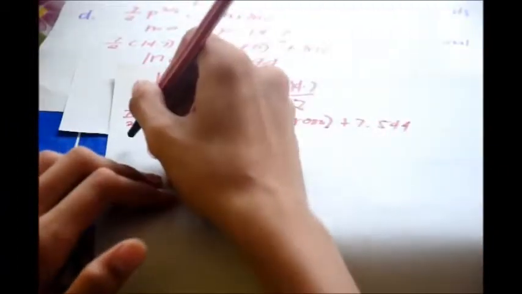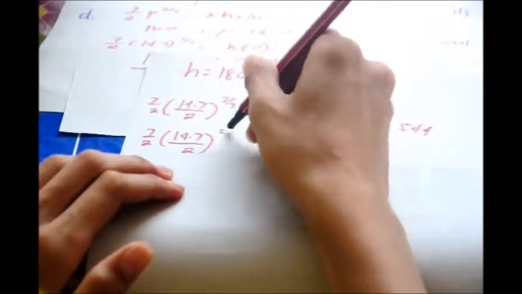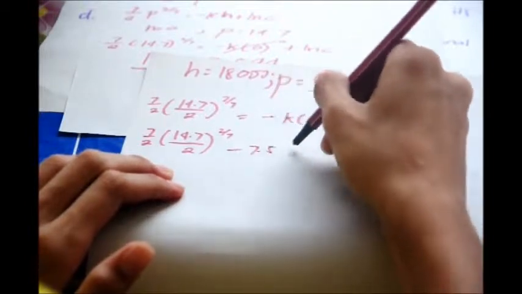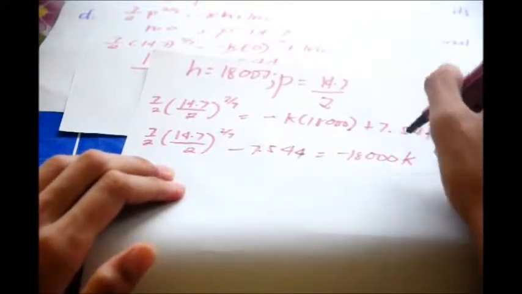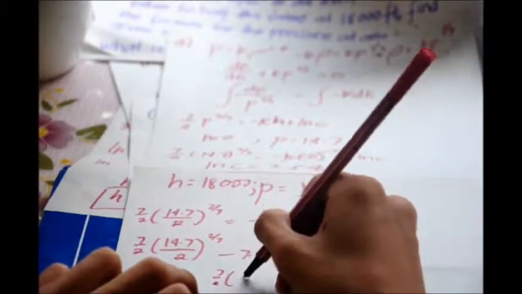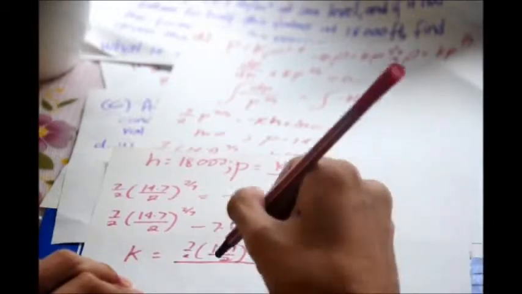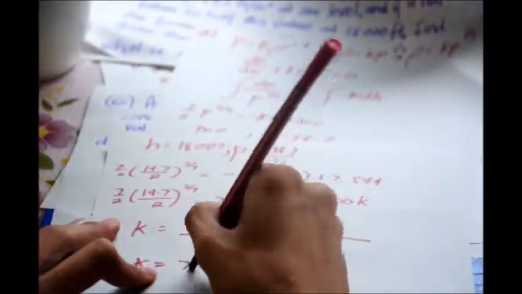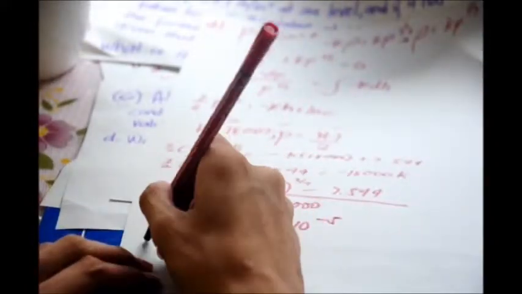7/2 times the pressure raised to the 2/7, plus 7.544, equals negative 18,000 K. That gives us 7/2 times 7.53. So therefore, I have now an equation.